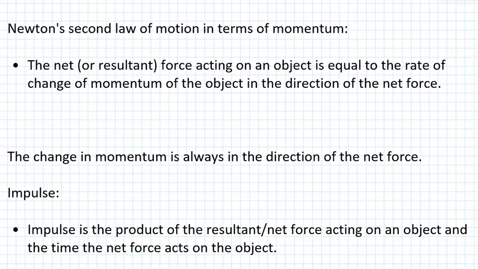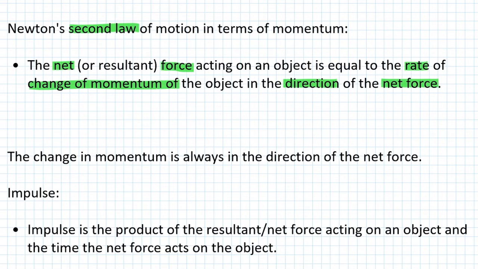In this video, we will be taking a look at Newton's second law of motion in terms of momentum, impulse, and the impulse-momentum theorem. So Newton's second law of motion in terms of momentum says that the net, or we can call it the resultant force, acting on an object is equal to the rate of change of momentum of the object in the direction of the net force.